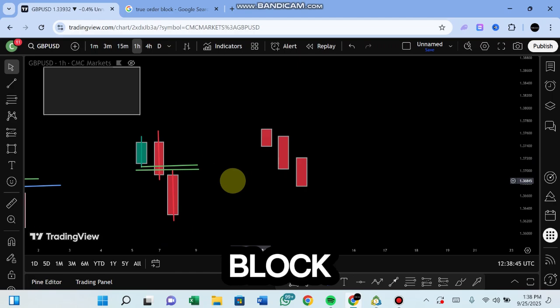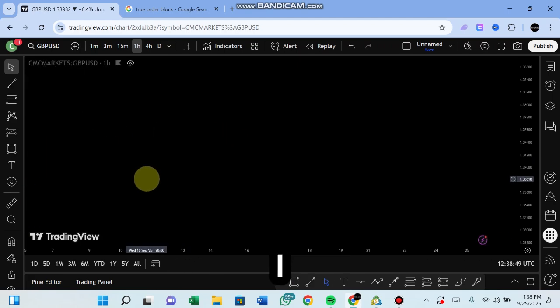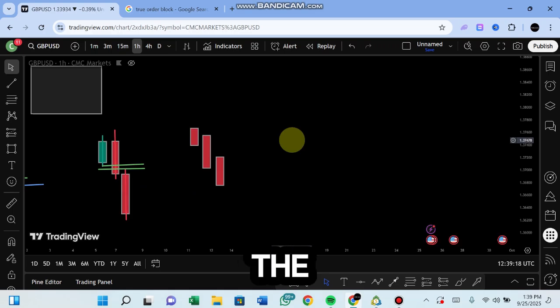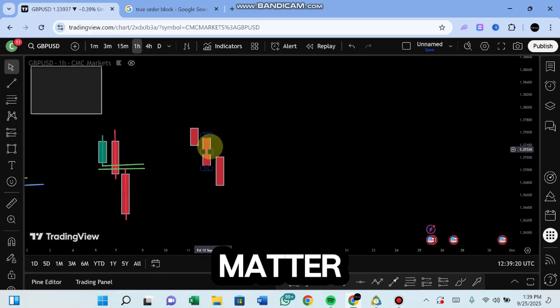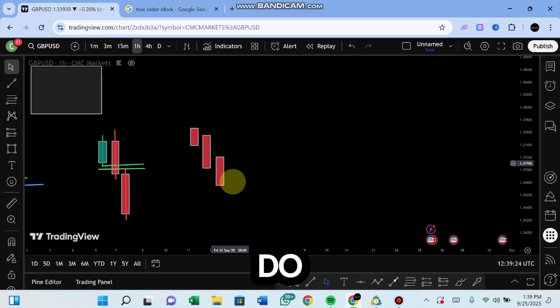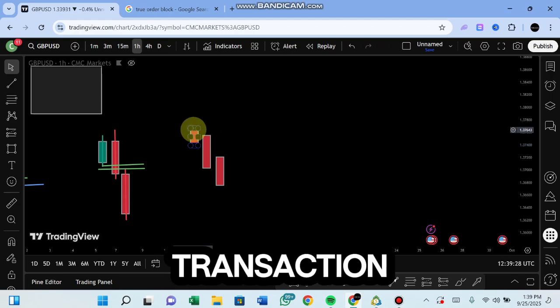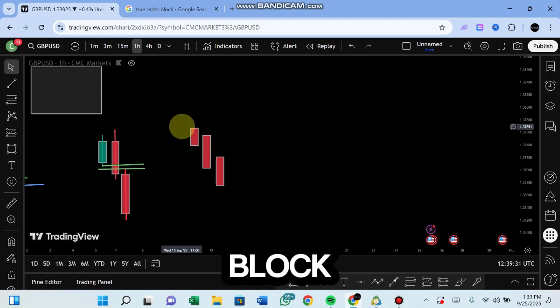And also, the order block can be seen no matter the candlestick. Just like I've said, the candle's color does not matter. Once you see large transactions moving downward, all you need to do is look for the last candle before that last transaction and draw it out, and that is the order block.